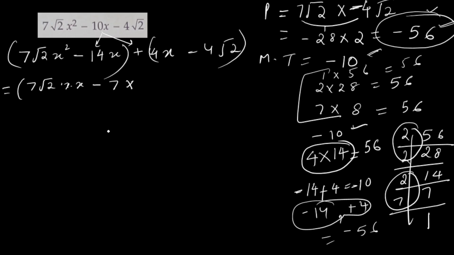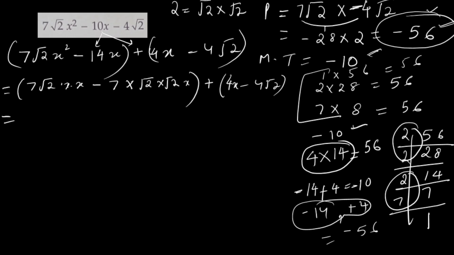But what I am going to do here, 2 I am going to further factorize as root 2 into root 2. Why? Because in my first term root 2 is there, so root 2 will be common. So I will not write 14 as 7 into 2, but I'll write 14 as 7 into root 2 into root 2, and x is already there. So this was a very important step here. Then plus 4x as it is, minus 4 root 2.